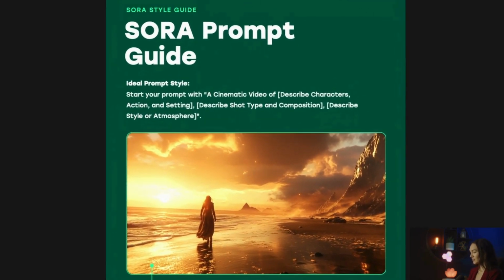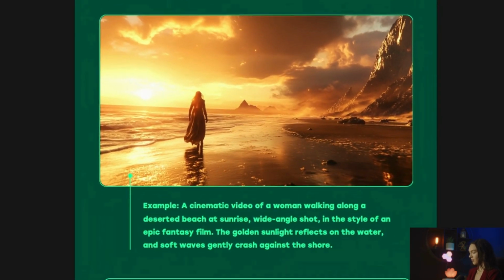Here it says, start your prompt with a cinematic video of, then describe your characters, action and setting, describe shot type and composition, and describe the style or atmosphere. So for example, this one says, a cinematic video of a woman walking along a deserted beach at sunrise, wide angle shot in the style of an epic fantasy film. The golden sunlight reflects on the water and soft waves gently crash against the shore.